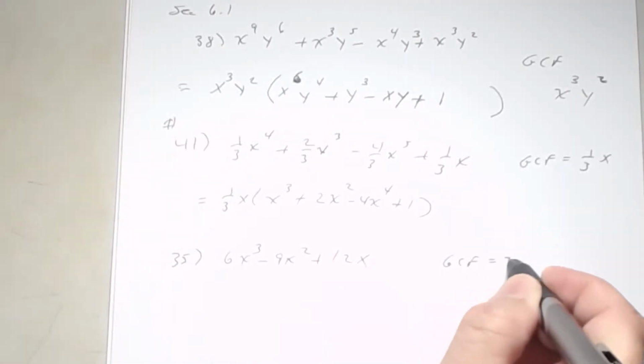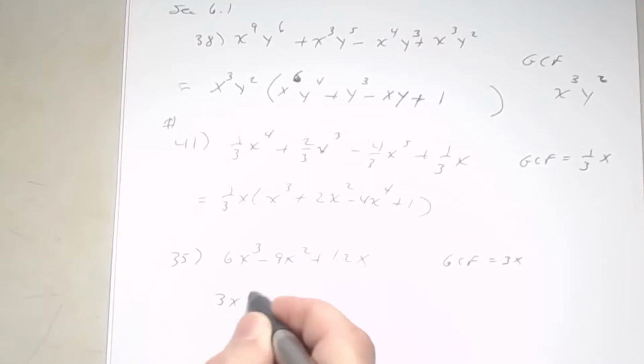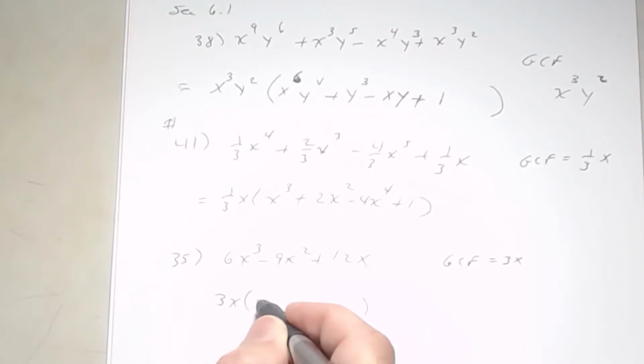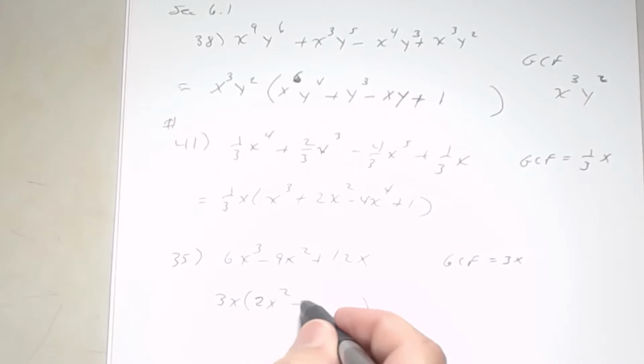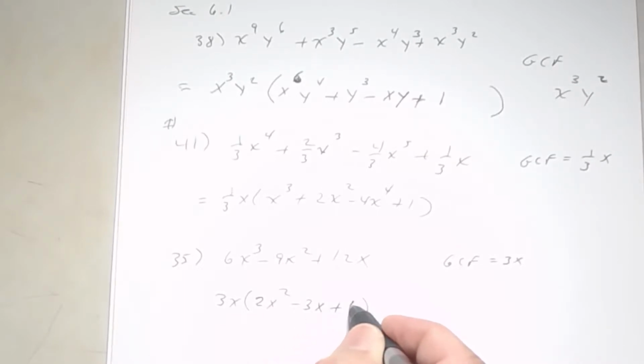So 3x times, x squared? Not quite. 2x squared. Minus 3x. Plus 4. There we go. Yeah, 4.